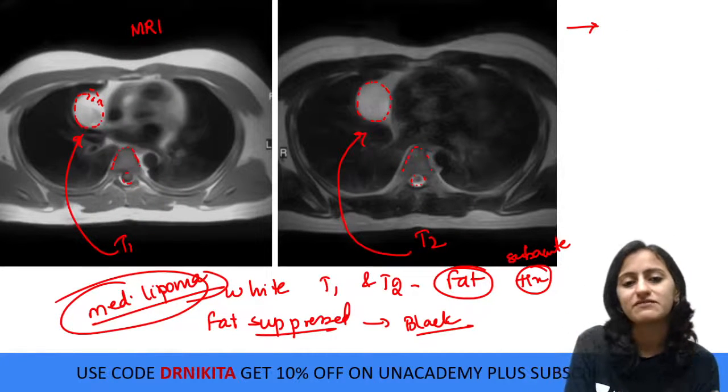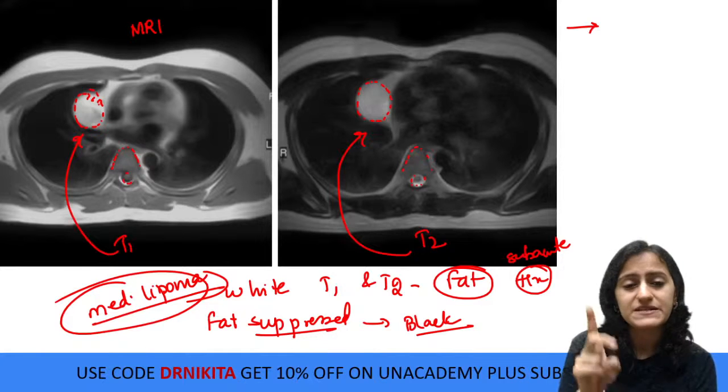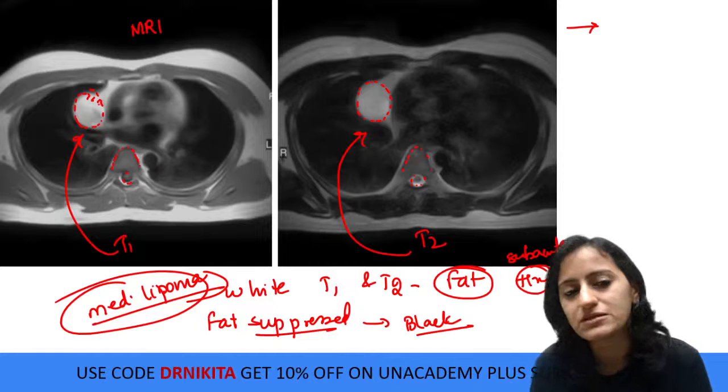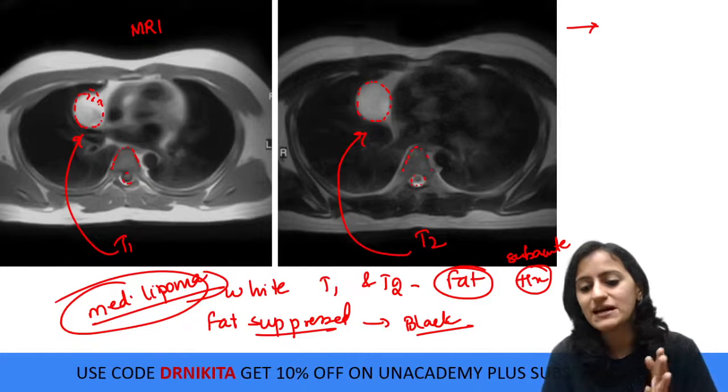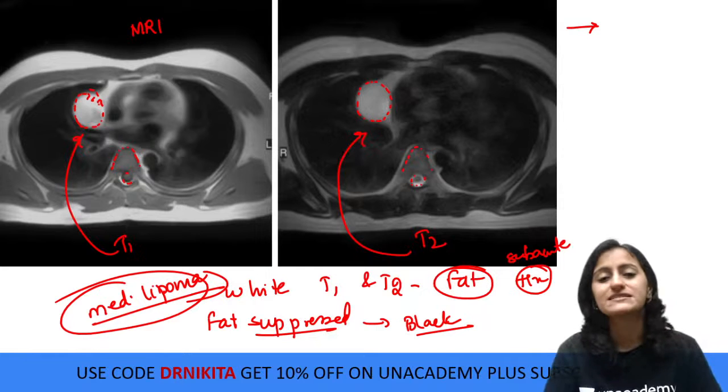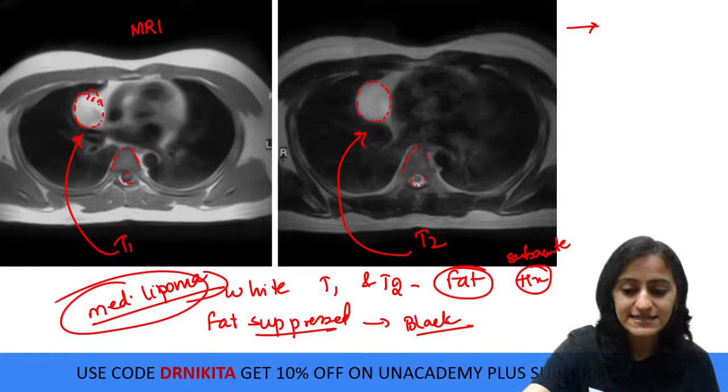So remember, T1 white, T2 white is fat or subacute hemorrhage. Do a fat suppressed sequence to differentiate between the two. Okay, so that is your mediastinal lipoma. All right. So yes, guys, that was about today's respiratory radiology science.